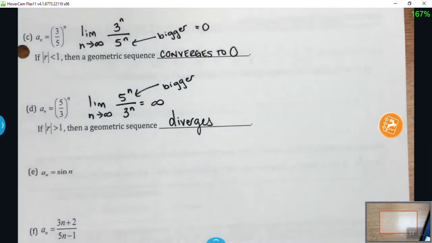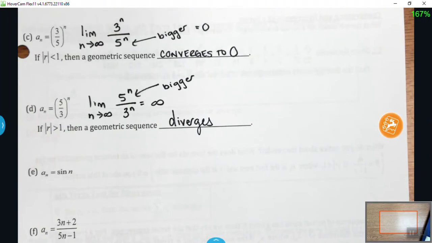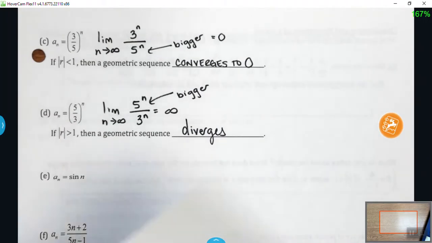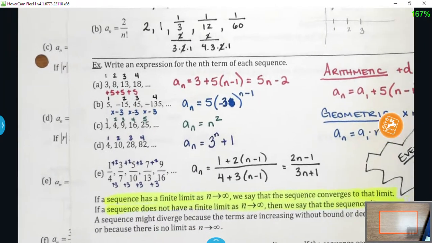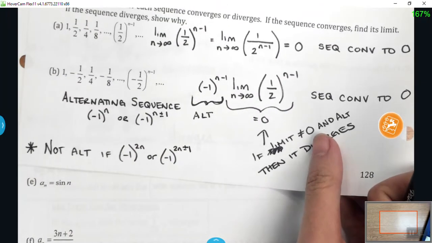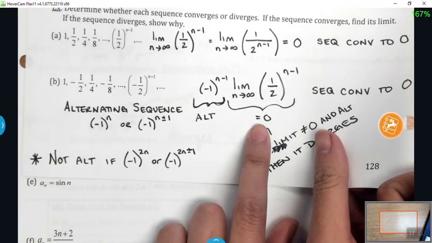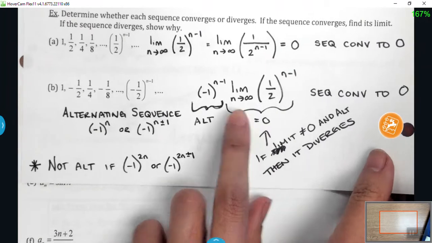Wait, if it's any number but 0, then it diverges? No. If it equals 0, it converges. If it equals any number, it converges to that number, unless it's alternating. If it's alternating, that's when there's a negative, then your limit has to equal 0. Alternating, and it doesn't matter whether it's geometric or not.